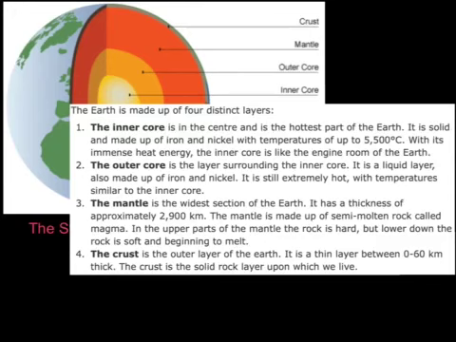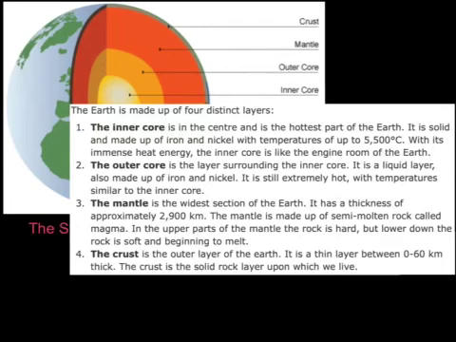Then we've got the outer core, and that is the layer surrounding the inner core. We knew that it was liquid, but not only is it liquid, it's a much less dense liquid than the mantle. The mantle is quite dense. It's a little bit like the consistency of treacle, as opposed to the consistency of water, which often the outer core is. And then we've got the solid layer on the surface, which is the crust.